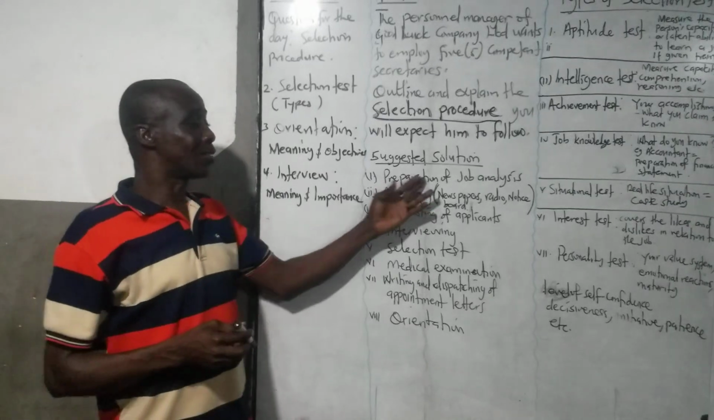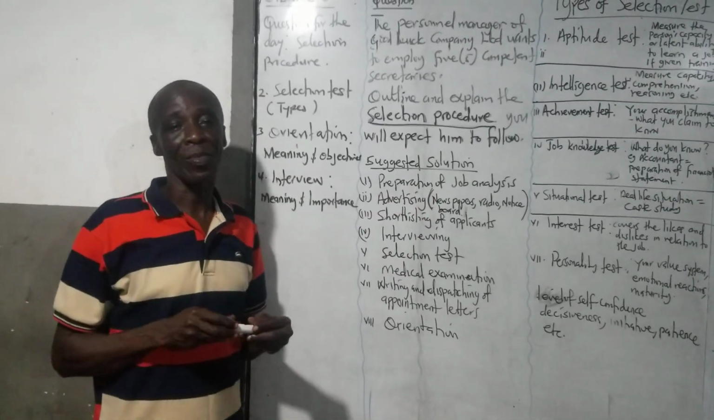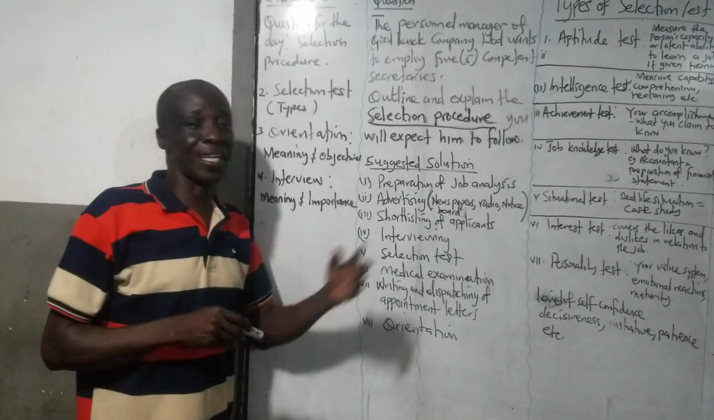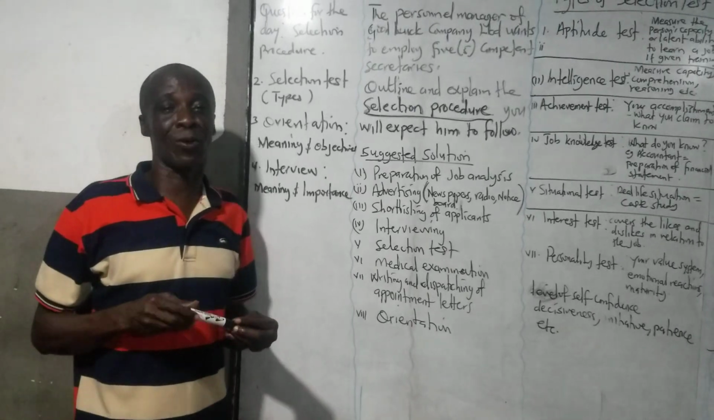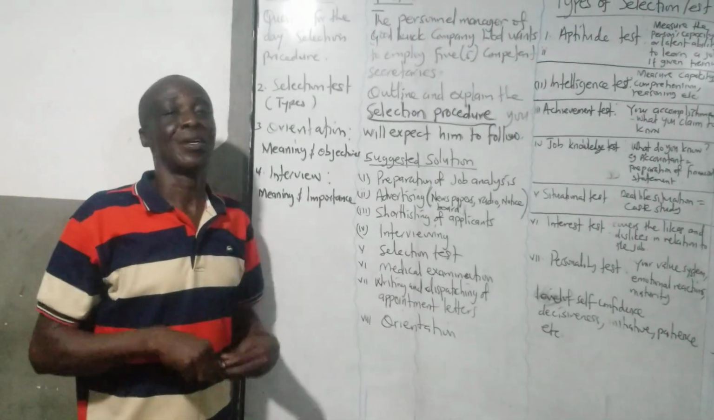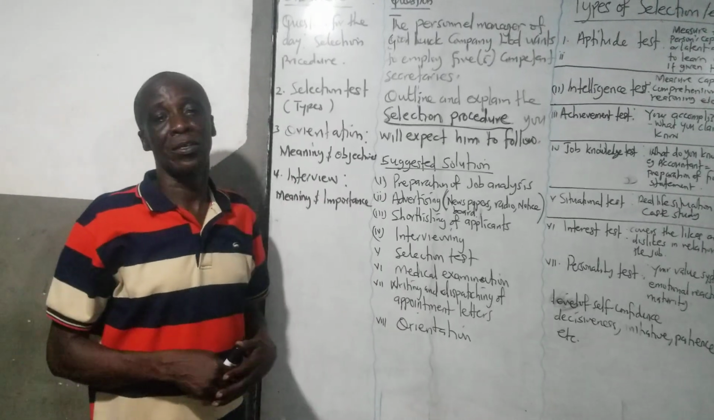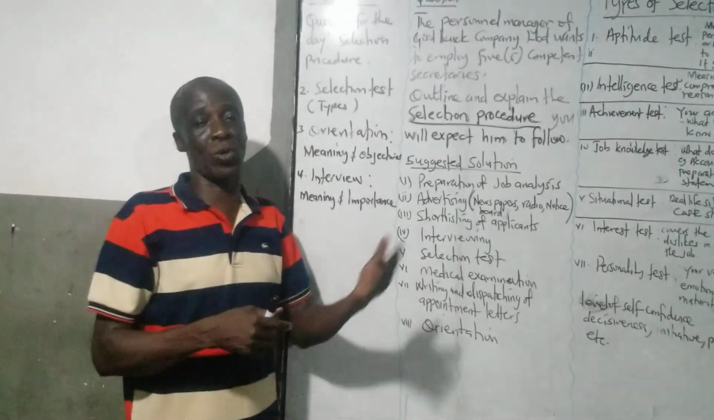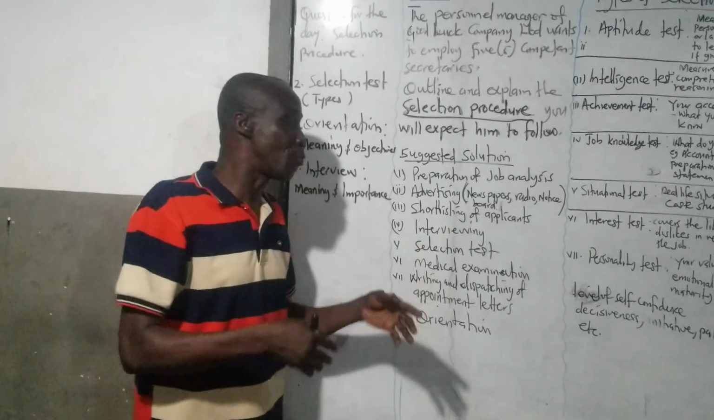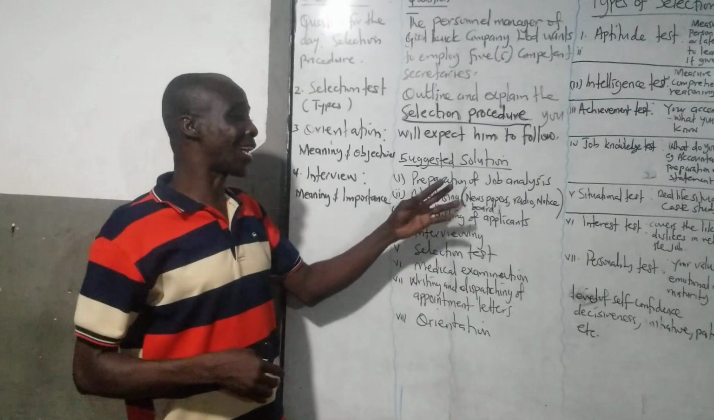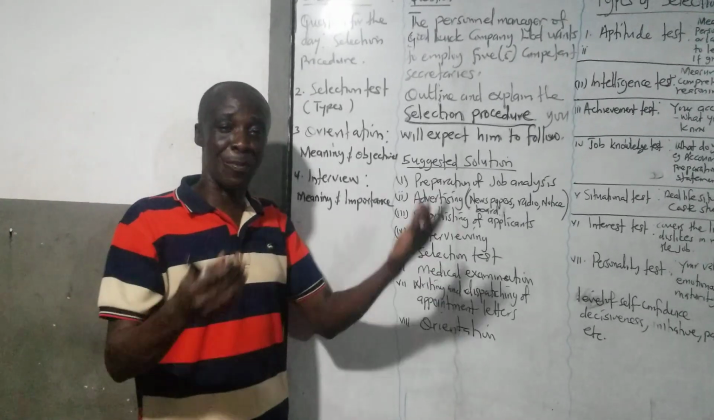Then job specification will also come in here. As a secretary, what should be the academic qualifications they will expect of you? The experience, how many years you might have worked elsewhere. The skills they may expect from you, and so forth. So when that has been done, then the advertisement will come in.